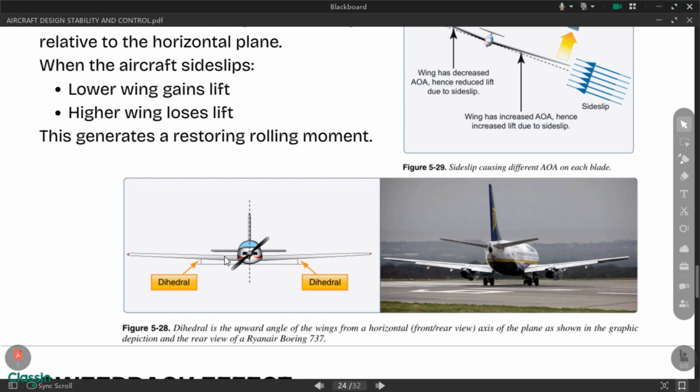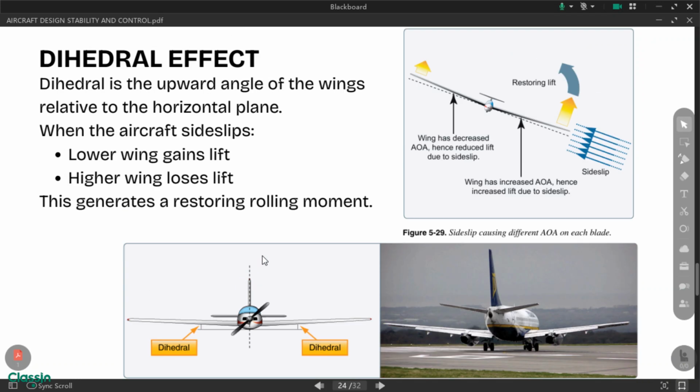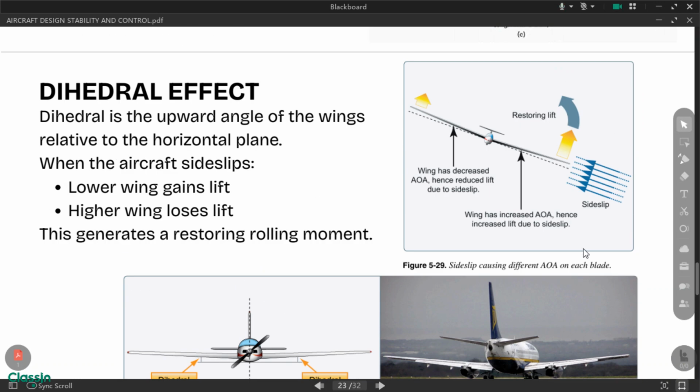No? It changes yung relative angle of attack natin, especially during side slip. Okay, so again, yung lower wing natin produces more lift, yung upper wing natin produces less lift. So, yung difference in lift would create a restoring rolling moment. Okay? So, yung aircraft would begin rolling back toward level flight. That's the main purpose ng ating dihedral effect. Okay?